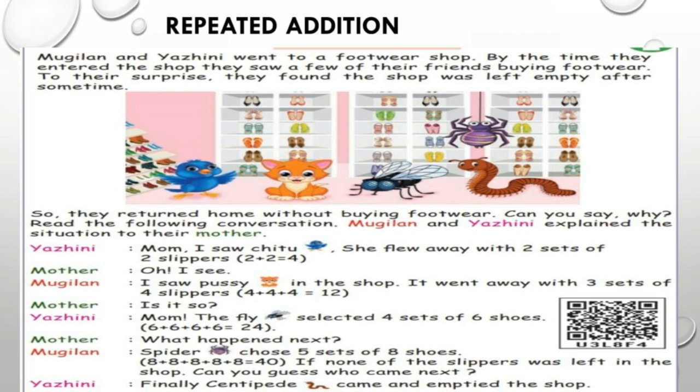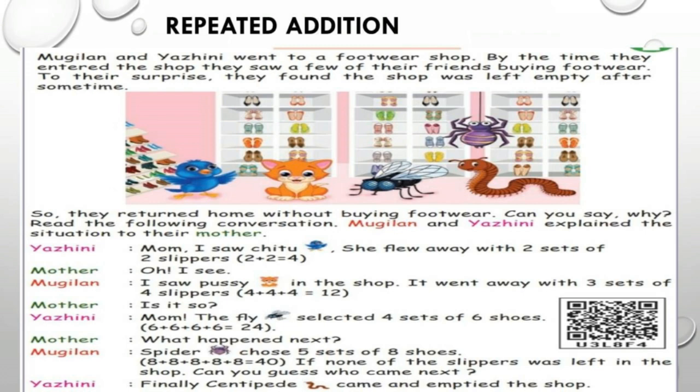Mugilan and Yarini explained the situation to their mother. Yarini says, Mom, I saw Chittu. She flew away with 2 sets of 2 slippers. So 2 sets of 2 slippers means 2 plus 2, what is it? 4. Then mother said, Oh, I see. And Mugilan started, I saw Pussy in the shop.